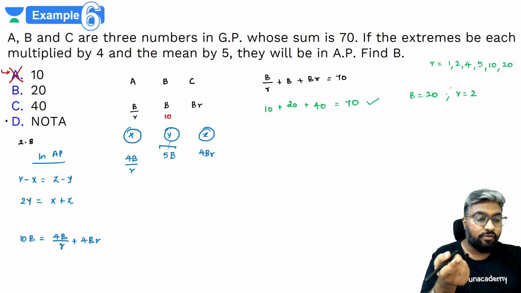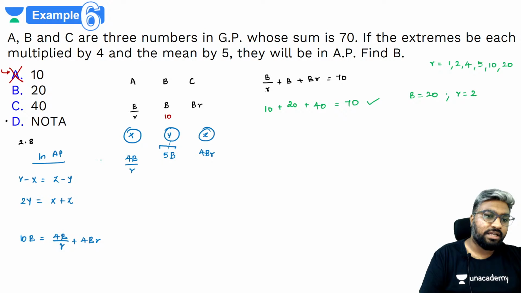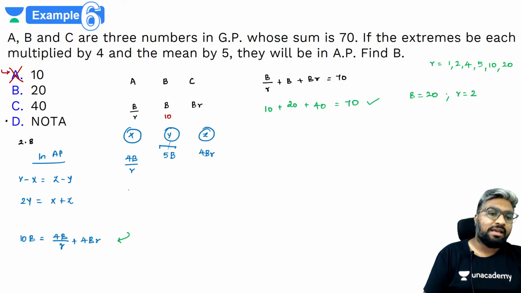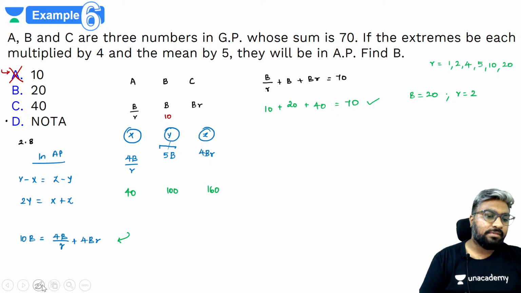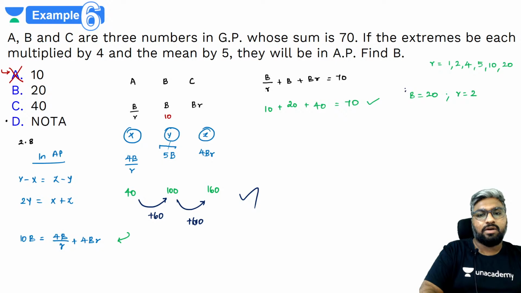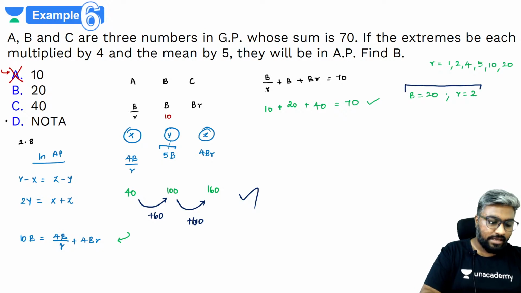But you can't blindly go for this, right. Then what will you do, you will check from this. Check here that on multiplying by 4, the first term 10 multiplied by 4 is 40, the middle term 20 into 5 is 100, and the last term 40 into 4 is 160. Is it in AP? Is this in AP, 40 plus 60, 100 plus 60. So it works out. That means B equal to 20, R equal to 2. Right. Clear? B is 20.